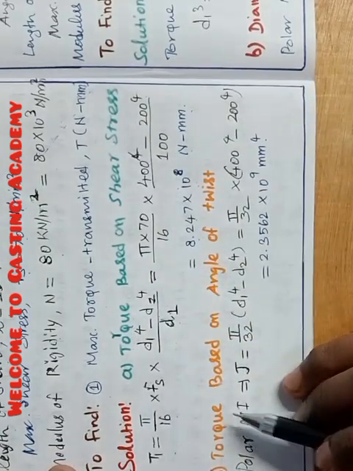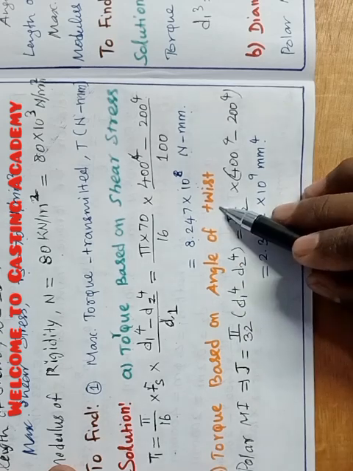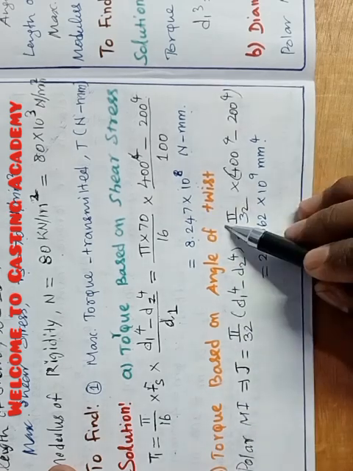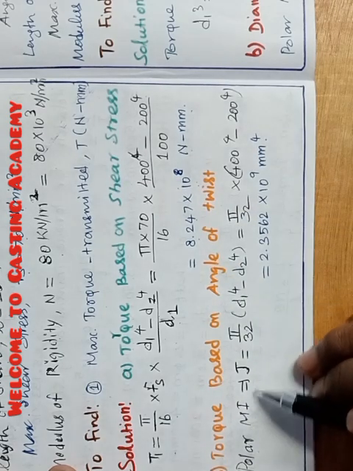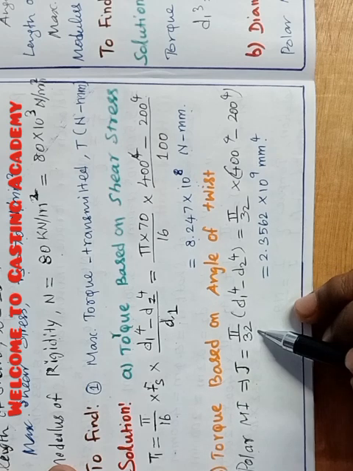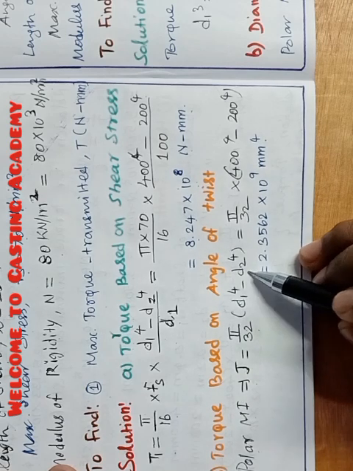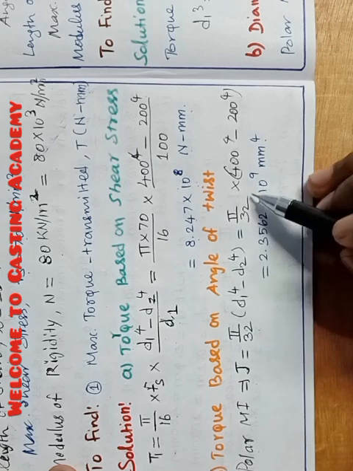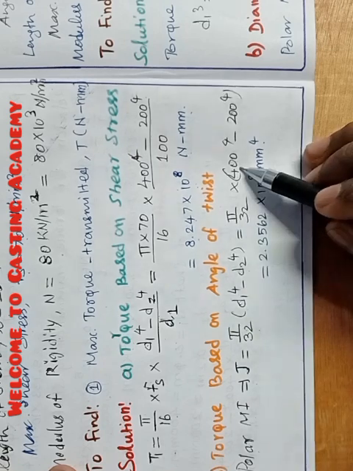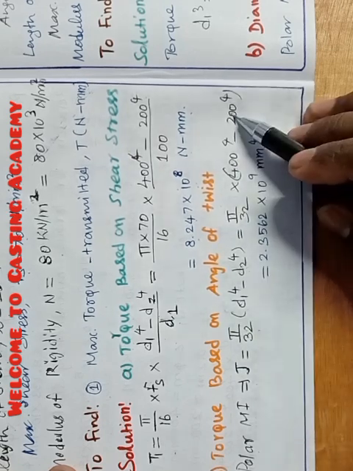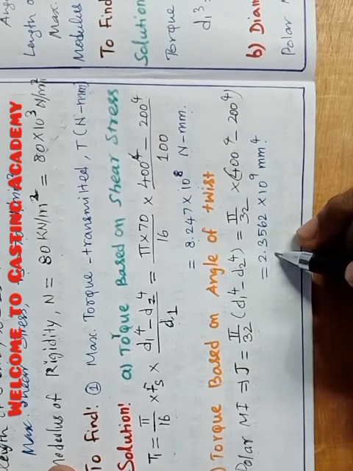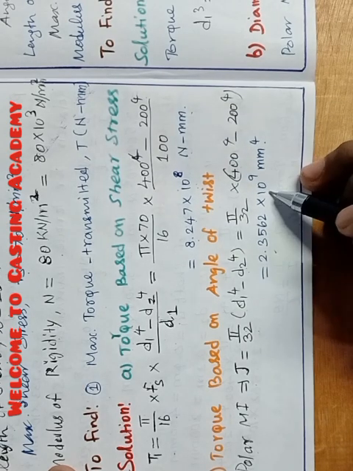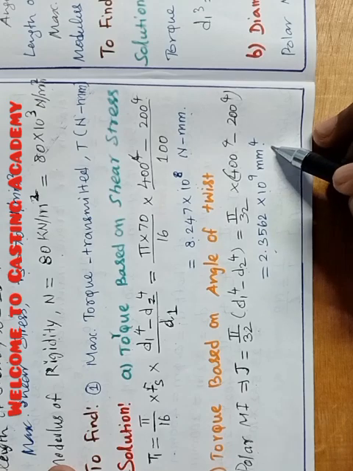Now consider the torque based on angle of twist. So for angle of twist, first you consider polar moment of inertia J equal to pi by 32 into (D1 power 4 minus D2 power 4). So put D1 as 400 power 4 and D2 as 200 power 4. So we got the answer of 2.3562 into 10 power 9 mm power 4.